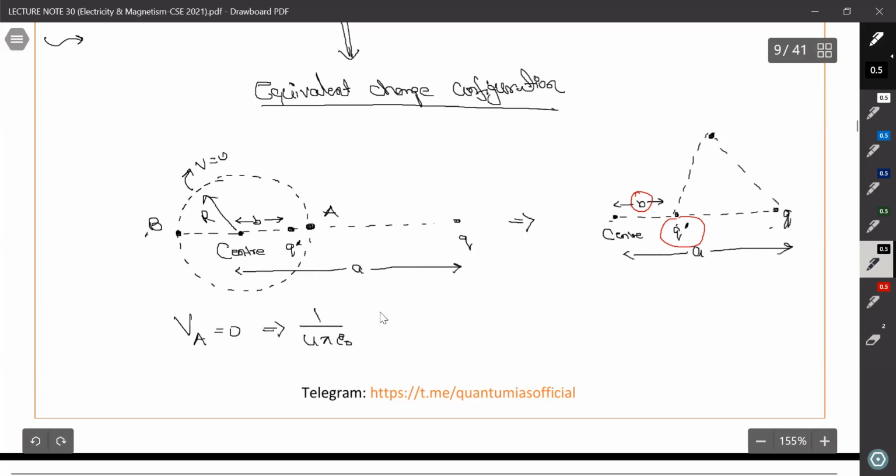So let's write it for this q. What is this distance? This is, I guess, a minus r. Yes, a minus r. Plus 1 upon 4 pi epsilon naught q dash upon this distance. This distance from here to here is basically r minus b, right?